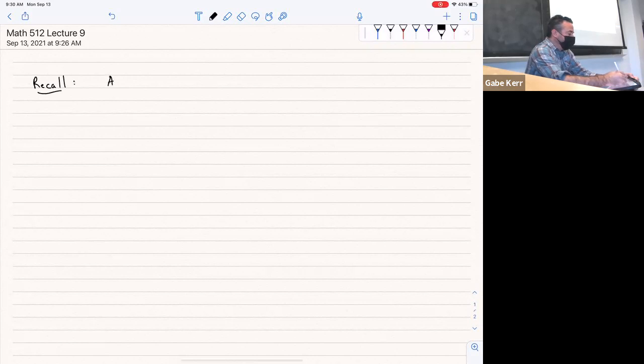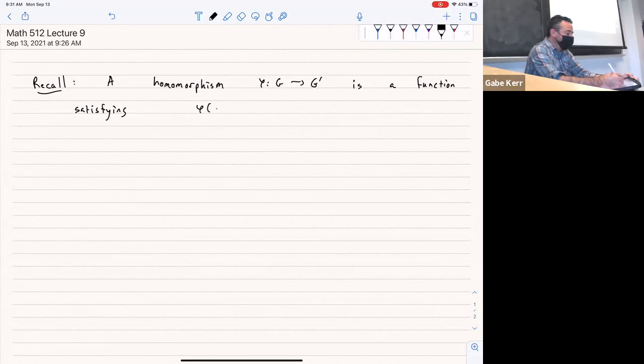A homomorphism from one group G to another group G prime is a function of sets that sends elements of G to G prime, satisfying one key equation: phi of AB equals phi of A times phi of B. You'll notice here when we're combining them, we're using the composition in G, whereas here we're using the composition in G prime. Linking those two different ways of composing elements.